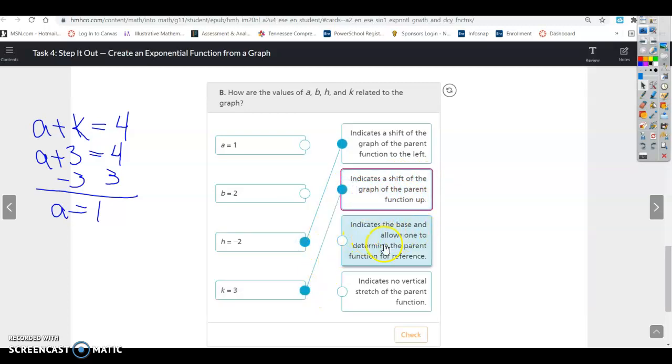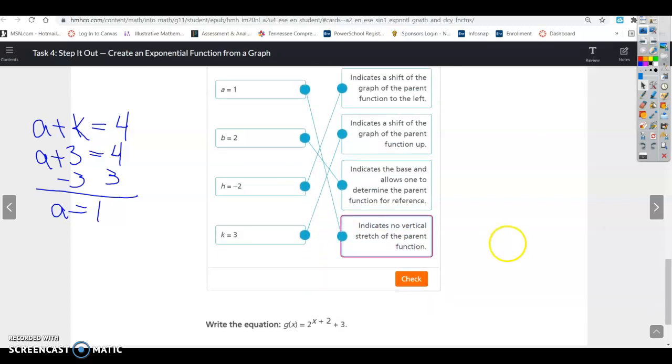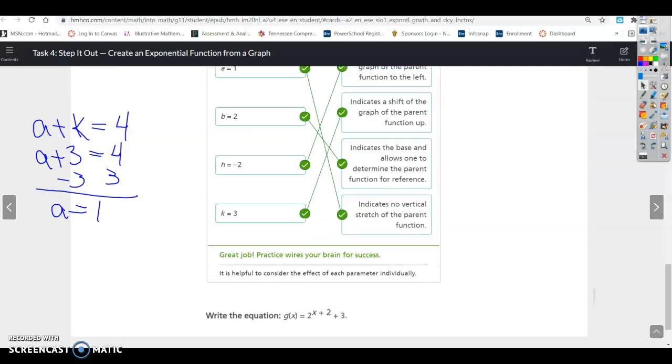It indicates the base and allows one to determine the parent function. That's going to be your B. That's your growth or decay. And then it indicates no vertical stretch of the parent function. Because A equals 1, that means there's no vertical stretch or compression on that function.